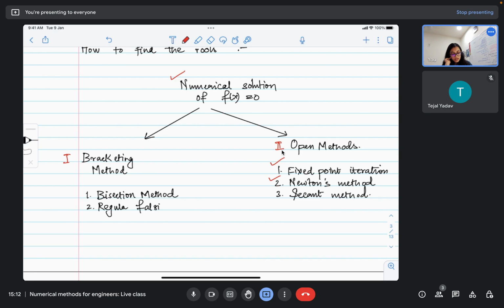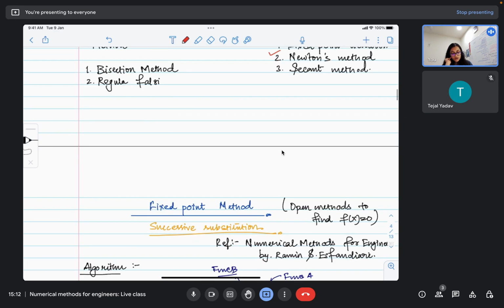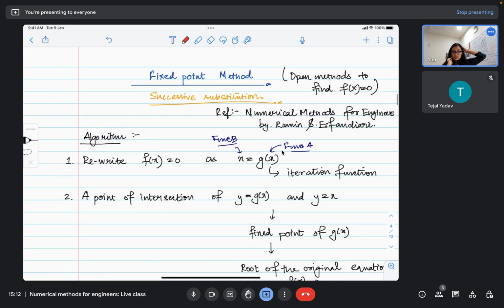Okay. So we'll get started with what is fixed point iteration. Fixed point iteration is also otherwise known as successive substitution. If you read the S.K. Gupta book that is recommended for this particular course, or even Ramin S. Esfandiari, they have used these terms interchangeably, that it is either fixed point method or successive substitution.